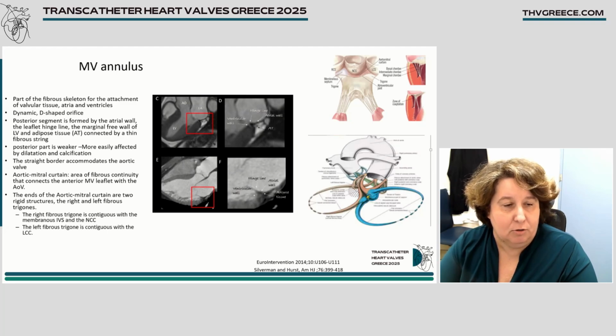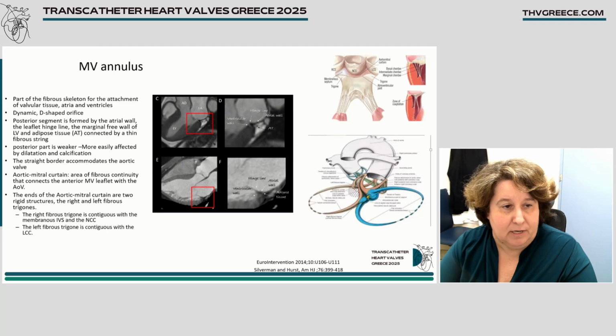So the posterior segment of the annulus is formed by different structures such as the atrial wall, the leaflet hinge line, the marginal free wall of the LV, and adipose tissue, connected by a fibrous string which is not continuous, making the posterior part of the ring of the annulus more sensitive to calcification and dilatation.